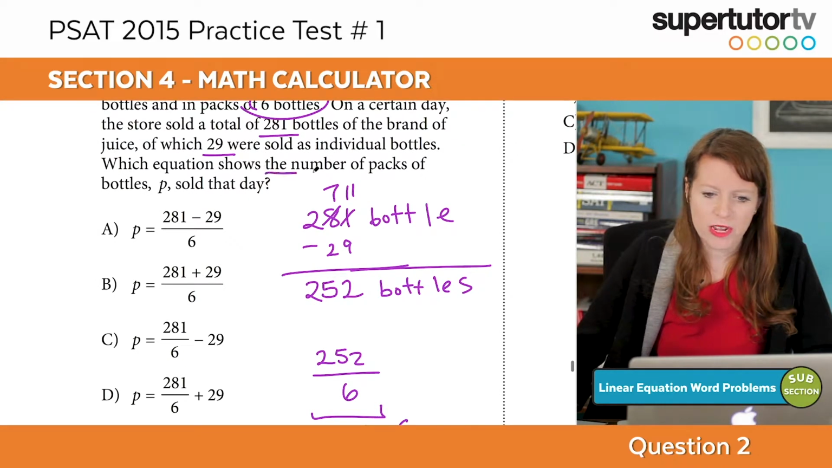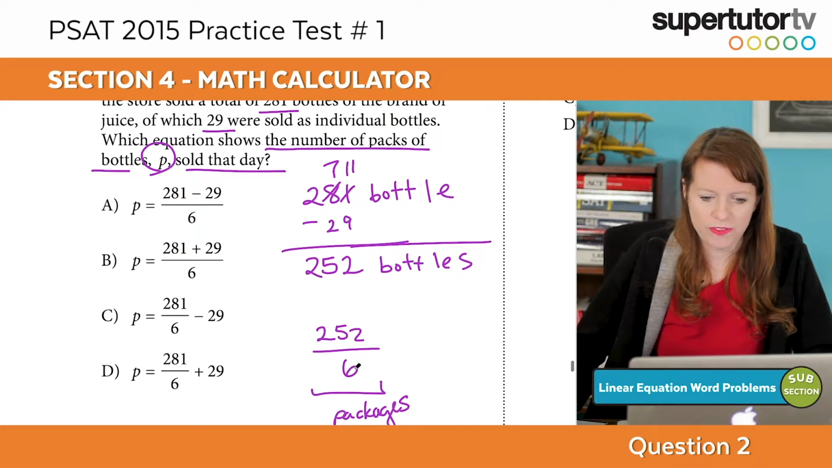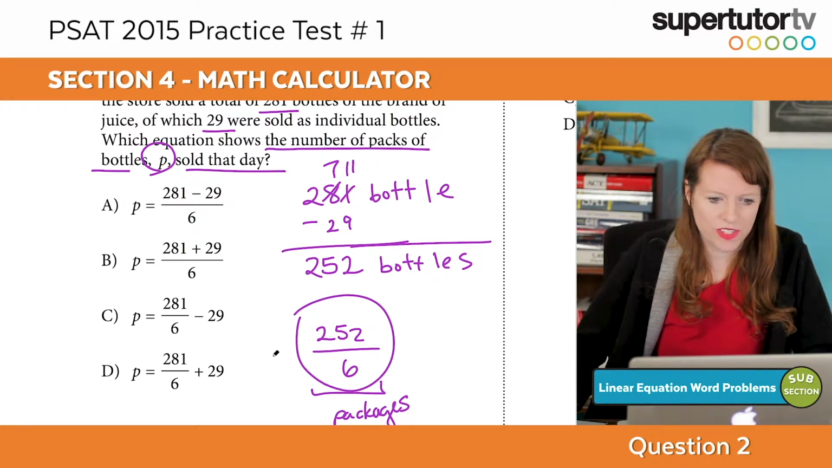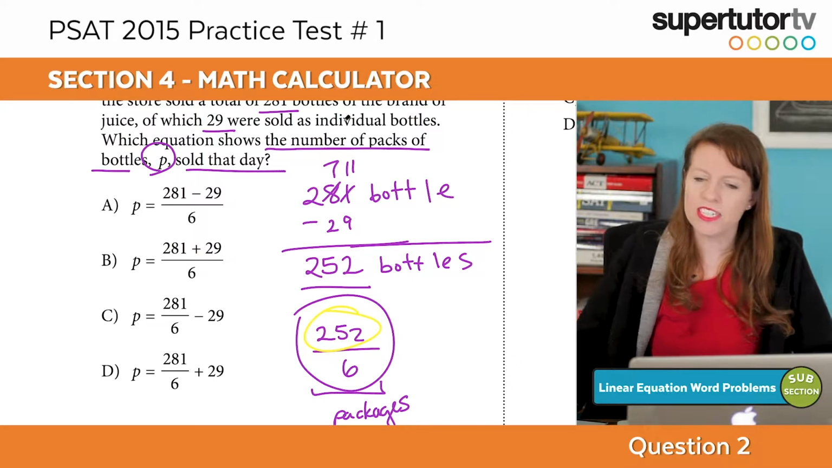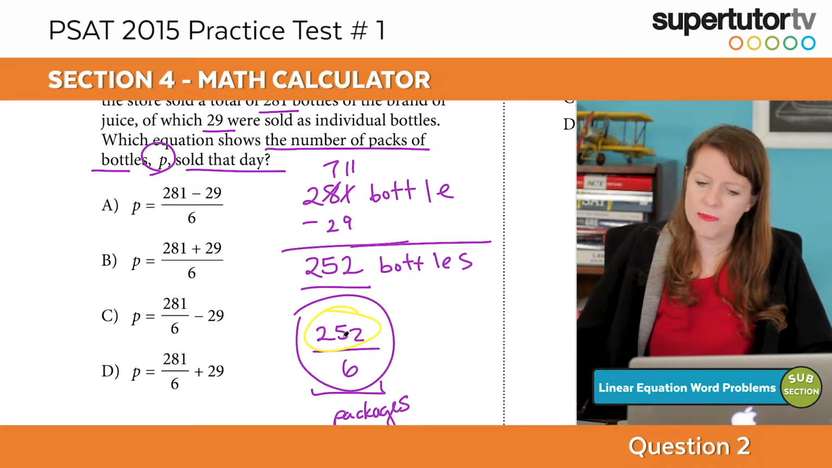Which equation shows the number of packs of bottles P sold that day? So I want 252 over 6. So which of these gives me 252 over 6? Well, what did I do? I subtracted the 29, right? That's where this came from. So now I'm just backtracking. So I just like to solve it down myself and then kind of figure out what did I do and which of these is the same setup as what I did.